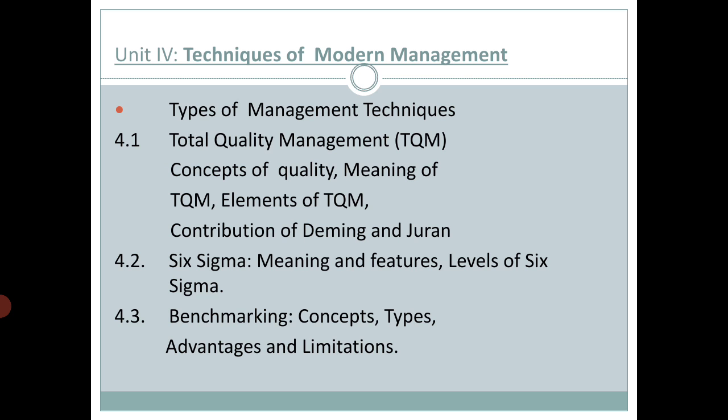Then the different techniques of modern management, in which we need to remember total quality management, Six Sigma, and benchmarking. So what is total quality management? Total quality management is abbreviated as TQM. What is the full form of the abbreviation TQM? Total quality management. Okay, see, what is quality? Quality is conformance to the characteristics or conformance to the standards.